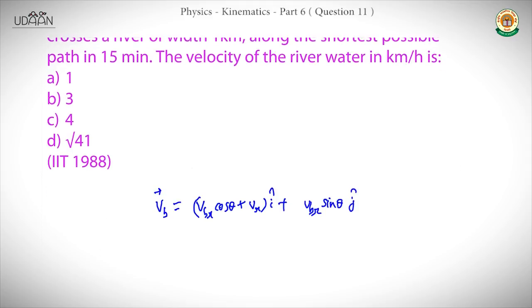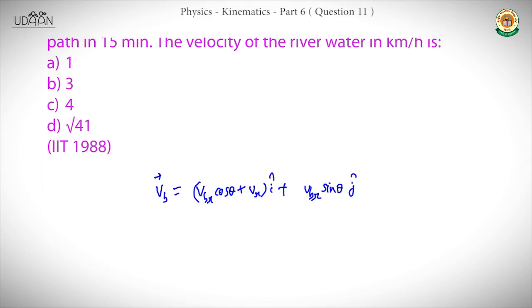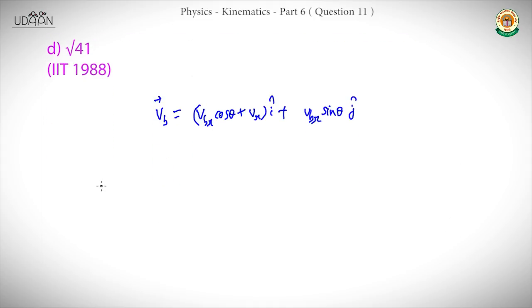VBR and VR mean the same thing that we usually use. VB is the velocity with respect to someone on the river bank, VBR is the velocity of the boat in still water, and VR is the velocity of the river. If this is bank A and this is bank B, and you have to reach from here to there, the shortest possible path is the line perpendicular to this.